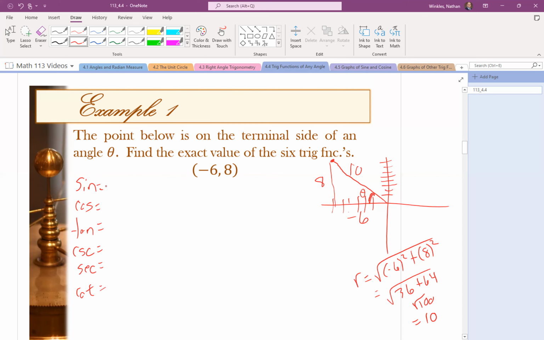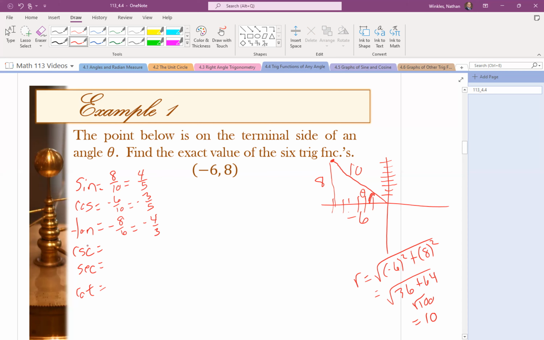So for the sine of theta, by our previous definition, I said it was y over r, because that's opposite over hypotenuse. So that's equal to 8 over 10, or we could reduce that to 4 over 5 if we wanted to. Cosine is -6 over 10, which is -3 over 5. Our tangent is going to be opposite over adjacent, so that's going to be 8 over -6, which is -4 over 3.